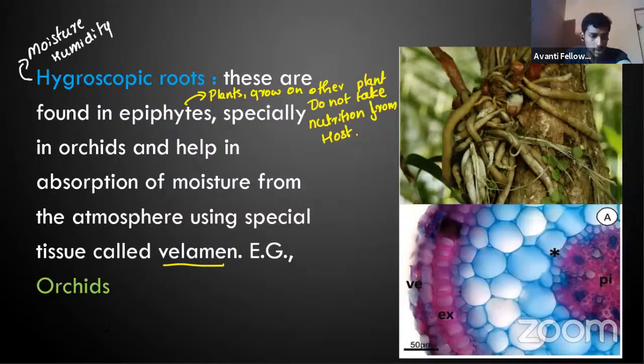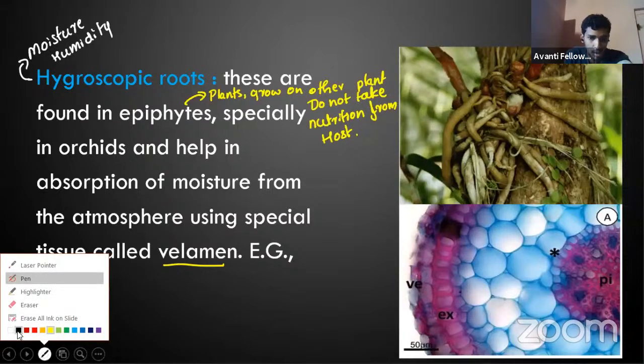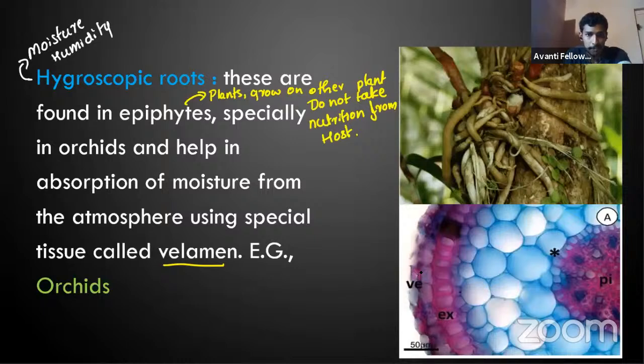Just take a cross-sectional view of that particular kind of root. If you observe it properly, it's not a sucking root. Remember, epiphytes never have a sucking root. Epiphytes only have a hygroscopic root and other kinds of roots. If you observe this root structure, this is the exodermis. Here you can find a layer of cells, right? These are velamen, what we normally say. These are a modification of epidermis.